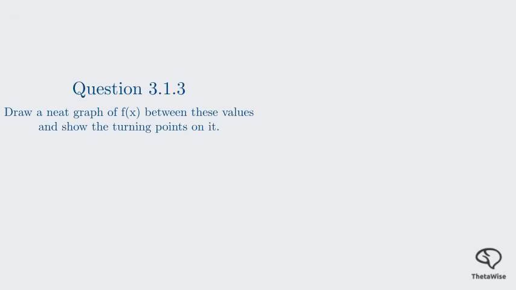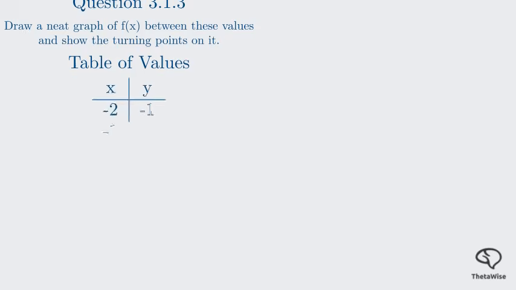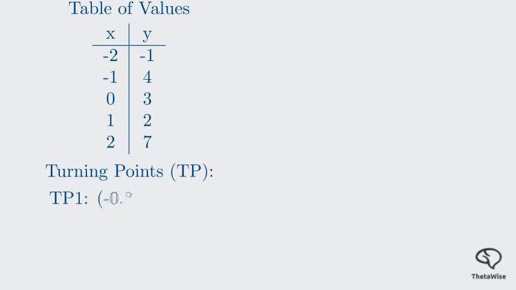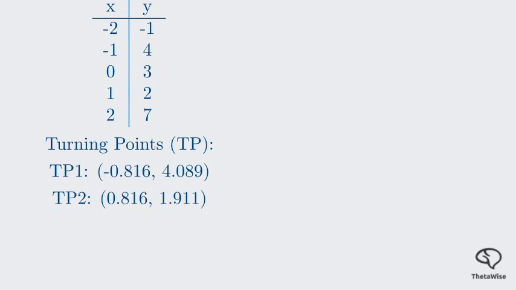Our goal is to accurately plot the points from our table and connect them to form a smooth curve. Crucially, we must also mark the turning points we found earlier. This will give us a complete picture of the function's behavior. Here's the table of values we just calculated, and our 2 turning points, which I've rounded for plotting convenience to -0.816, 4.089, and +0.816, 1.911.